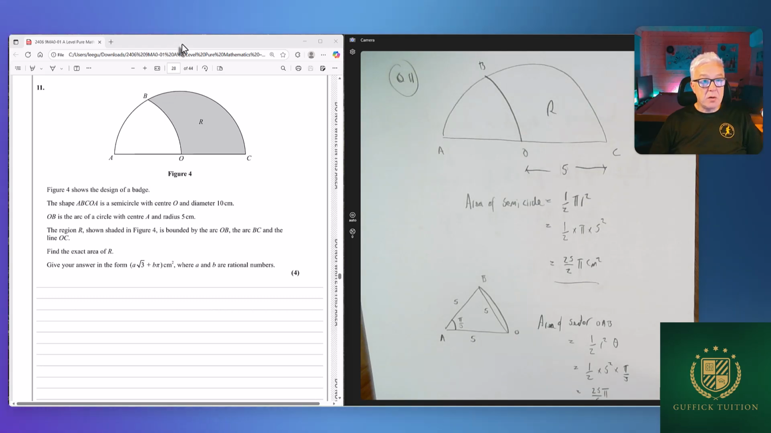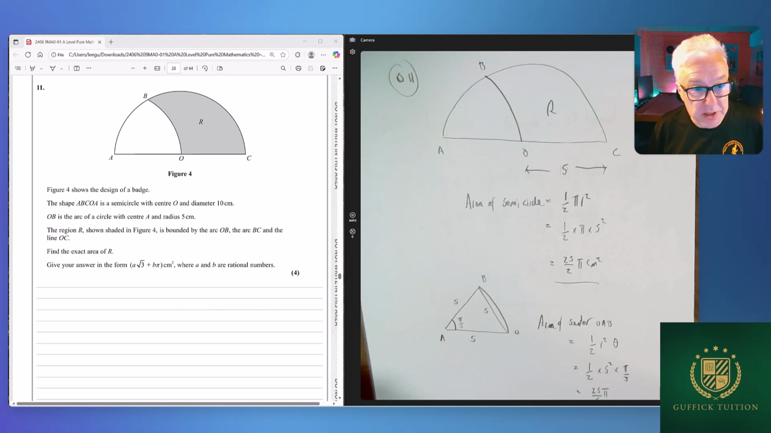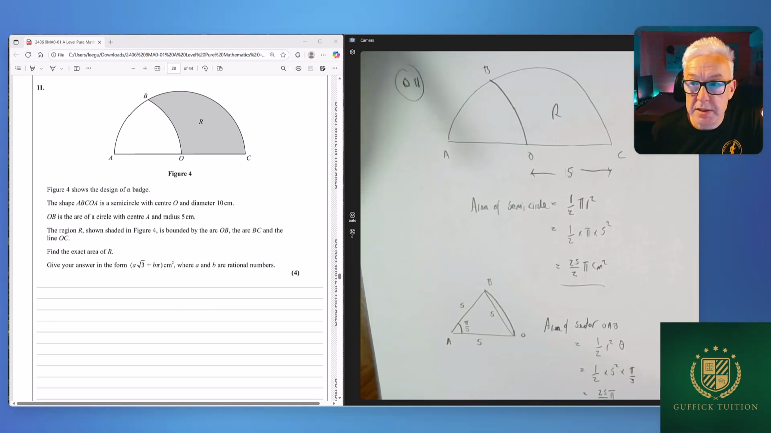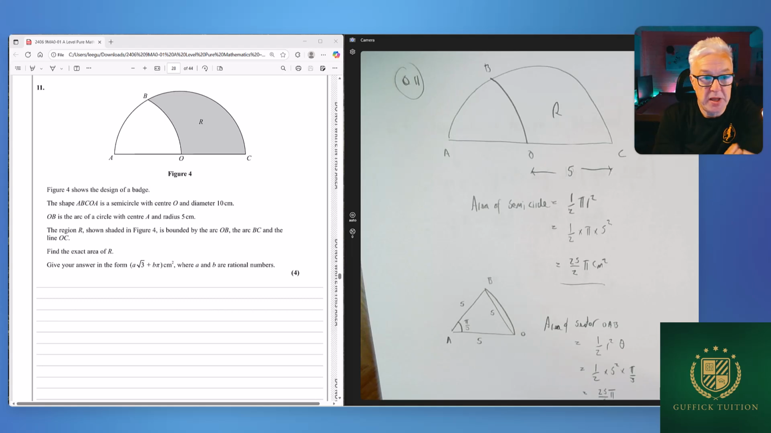Hi everyone, so we are now looking at question 11 on this paper, quite an intriguing little one. It's to do with radians and areas. So figure 4 shows the design of a badge. It's always a badge or a logo or something like that, or a stage usually. Anyway, it's a badge in this case.